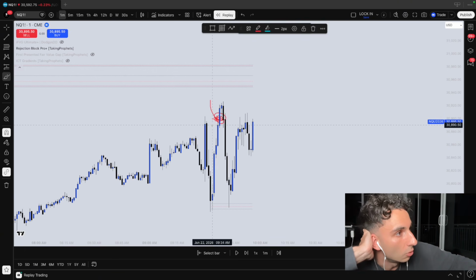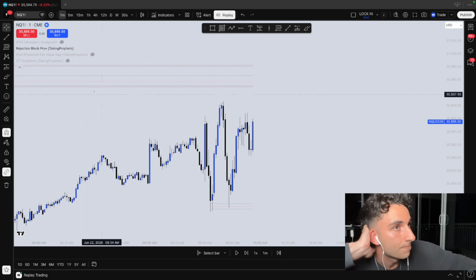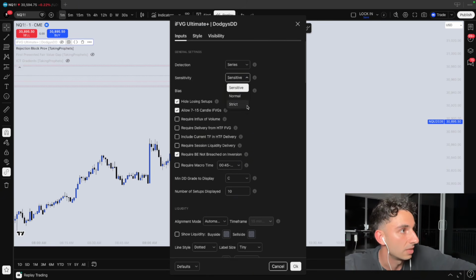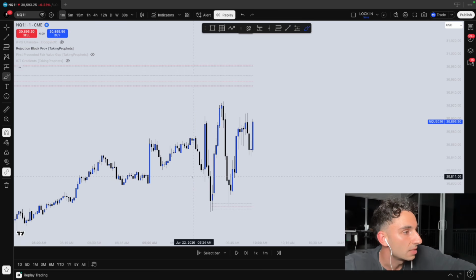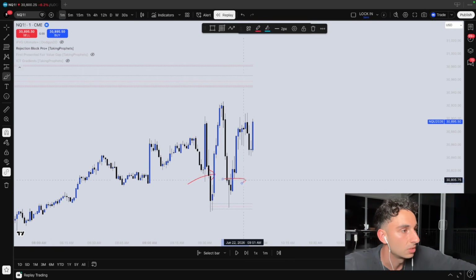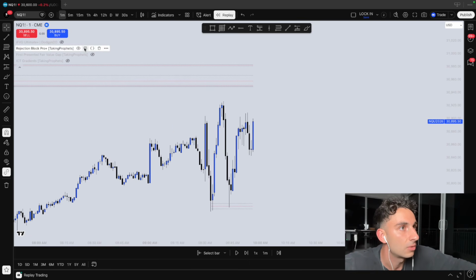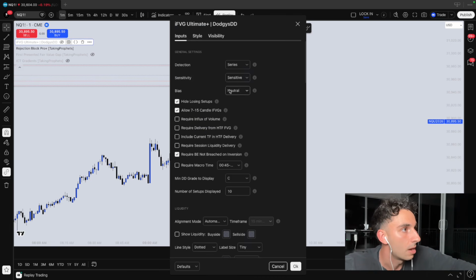When it's on normal, it's going to pick up inversions kind of more like this, where it's a slightly larger gap. And then when it's on, what is the last setting? Strict. When it's on strict, it's going to look for more of these type of gaps, like very, very large, obvious gaps. So that's kind of personal preference, how you want to use that setting.